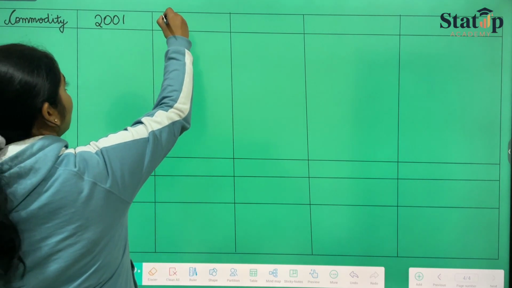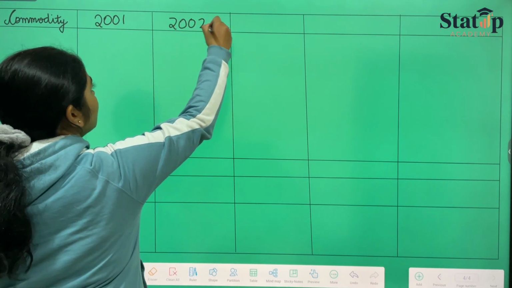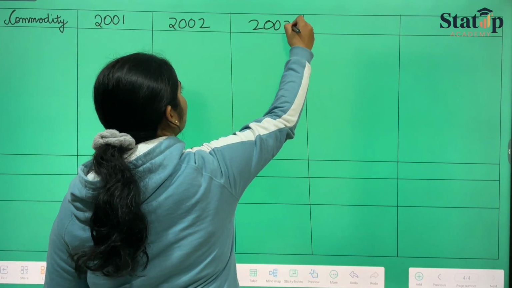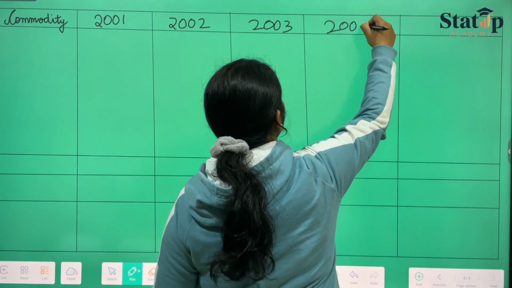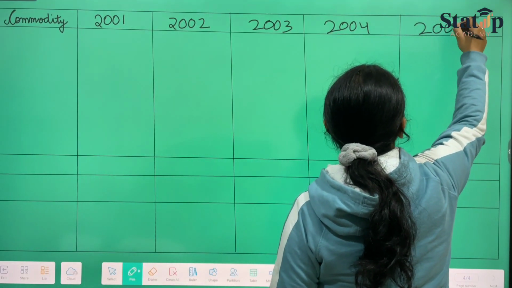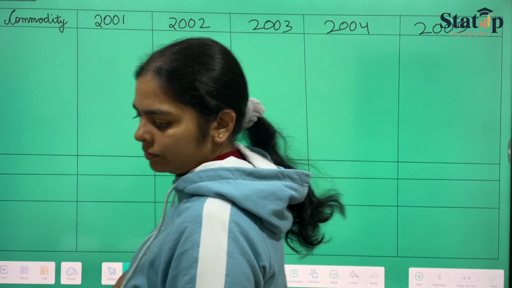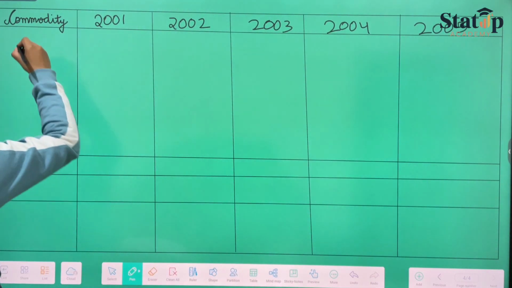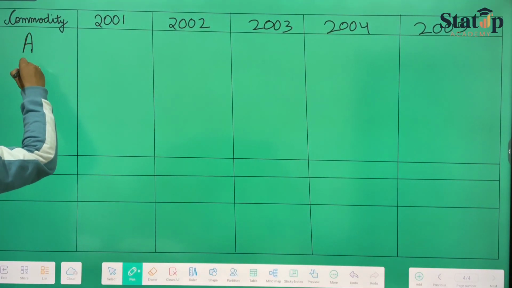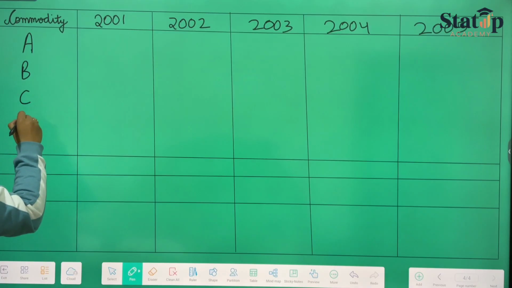2001 till 2005: 2002, 2003, 2004, 2005. And there are four commodities: A, B, C, and D.